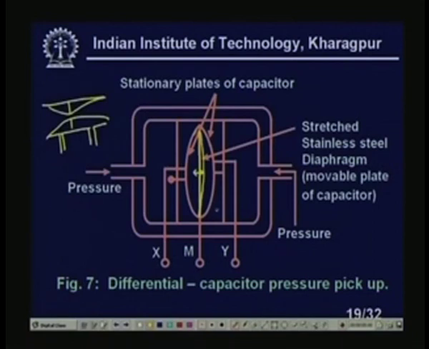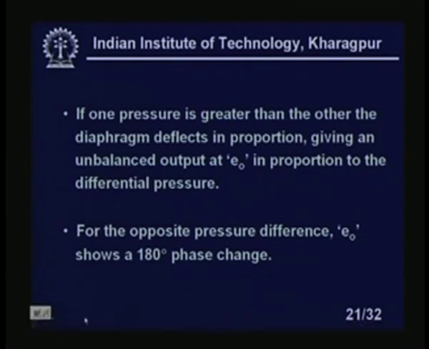What is that? If you look very carefully, you see here what will happen. If I put this on a bridge, it is very difficult to know. If the diaphragm moves in this direction, then the capacitance between X and M will decrease and the capacitance between M and Y will increase, right. Now, if the pressure on this side increases, the diaphragm will be stretched like this, and then you will find that the capacitance between this and this will increase and the capacitance between this and this will decrease, right, is it not?